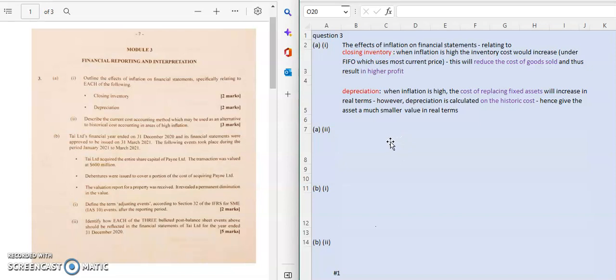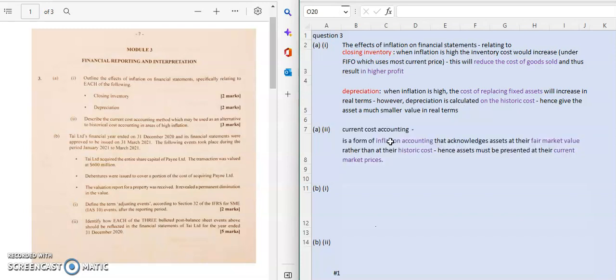Part two says describe what is the current cost accounting method. And it says describe, so that's all it really wants, a brief description. Somehow the examiners have given you all the things that you might want to mention, so that probably didn't make it easier or harder, I'm not sure.